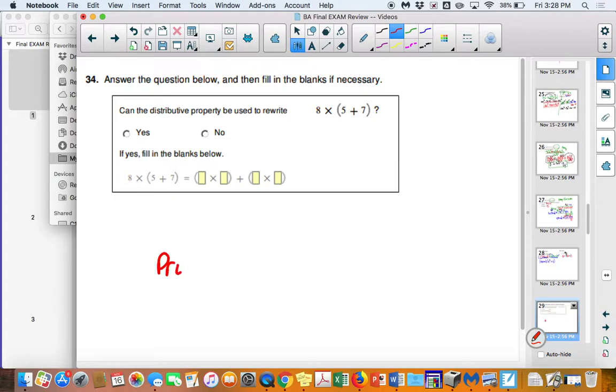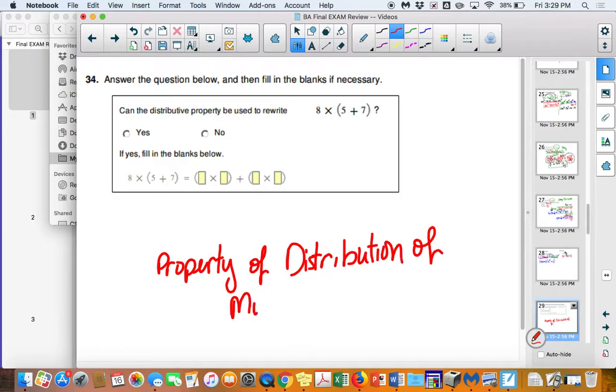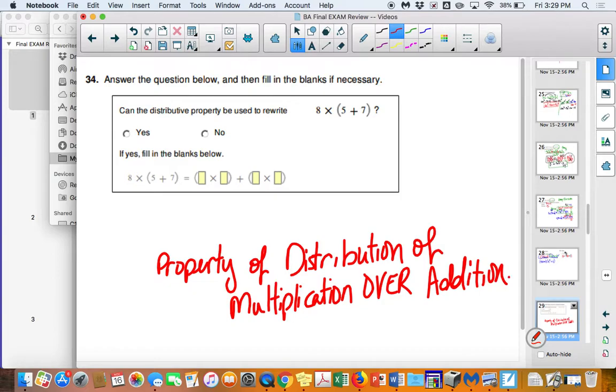It is the property of distribution, I almost forgot it myself, of multiplication over addition. So what's happening is you're distributing by multiplying, but you're having to do it to a group that is either added or subtracted. You can't do it to a group that is multiplied or divided, is the point.